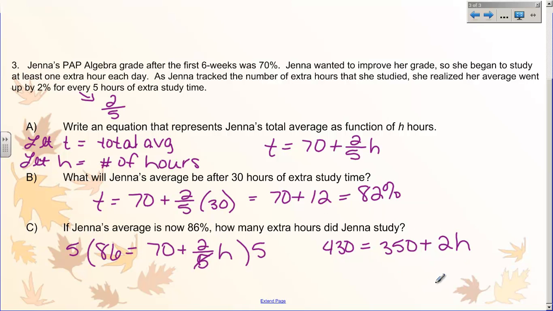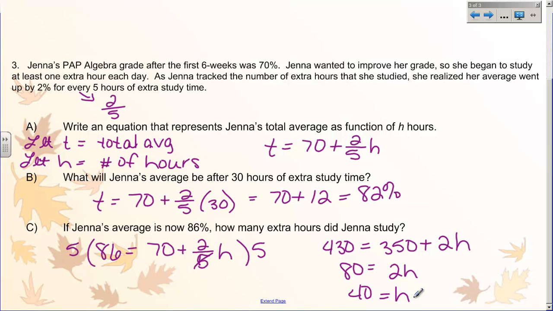So here's my equation, I'm going to get H. So I'm going to subtract 350. So 430 minus 350 is 80. Equals 2H, and then when I divide by 2, I get that she studied 40 extra hours in order to increase her average to an 86. So there's the answer to that question.